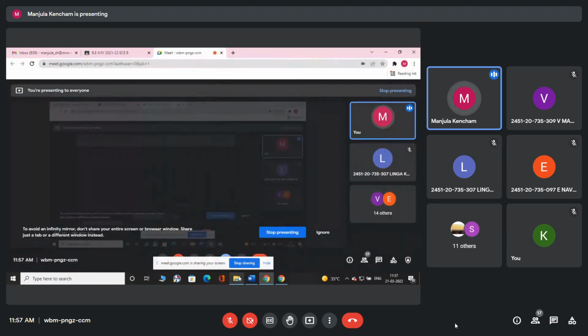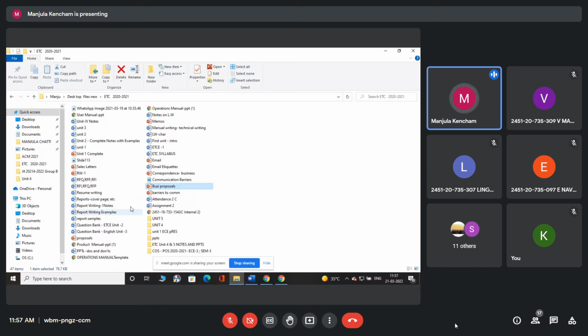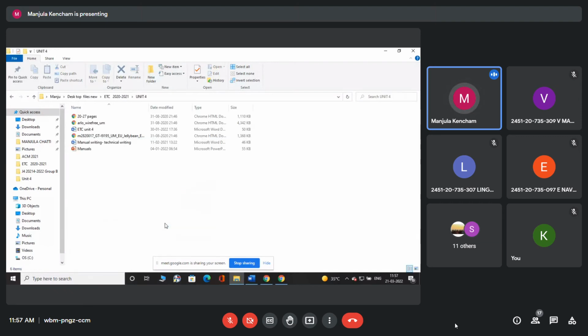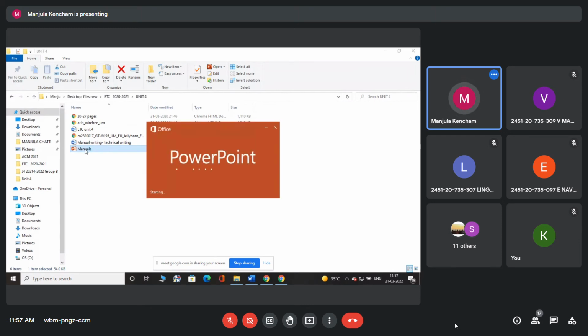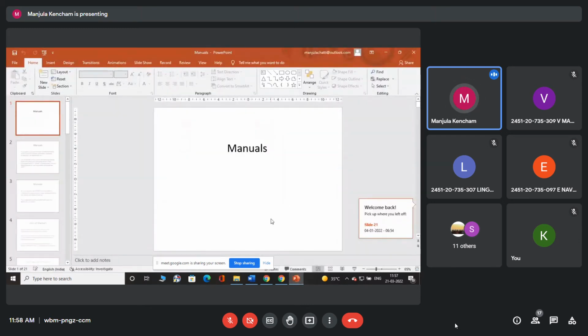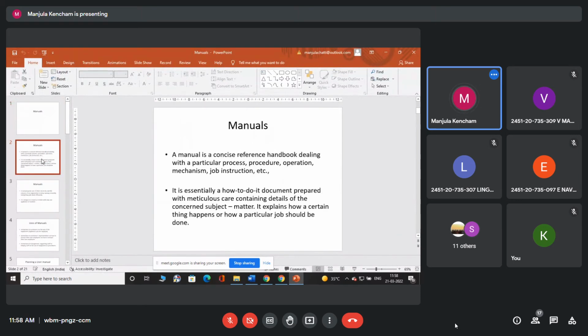Now, let's get back to something, that is Unit 3. Okay, let me touch upon only Unit 4, manual writing. Just a minute, is this the right slide or not? I should check. Fine. We go with manual writing.